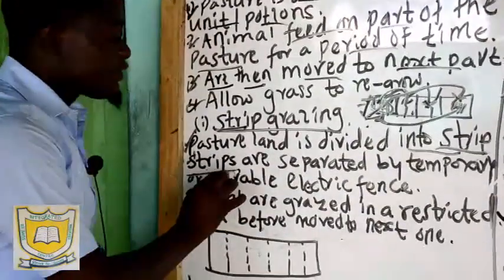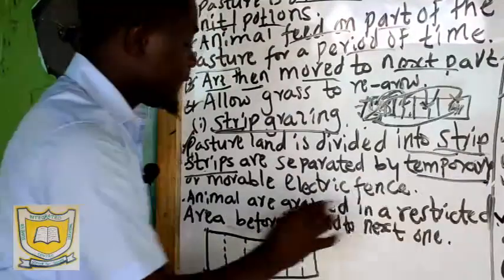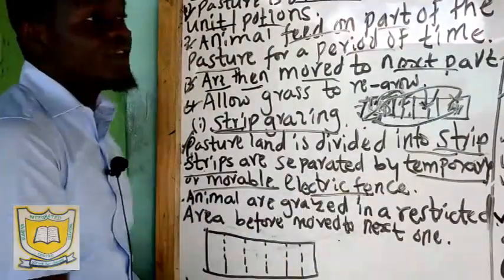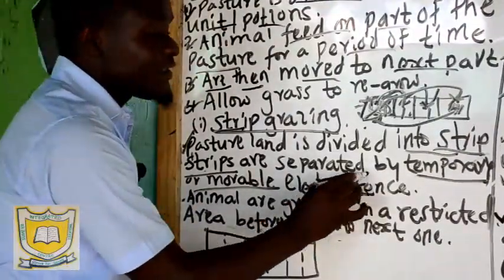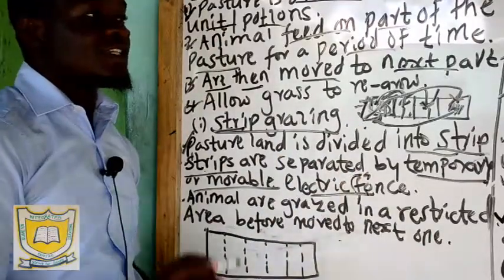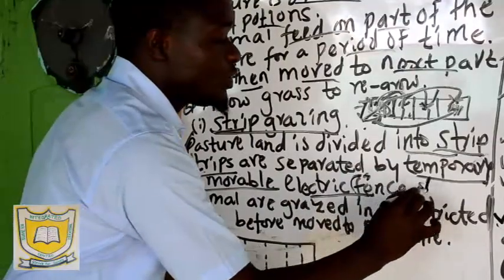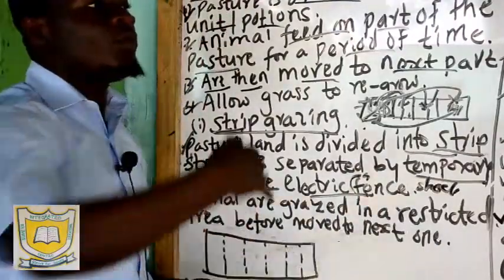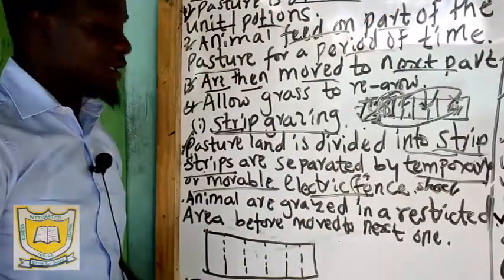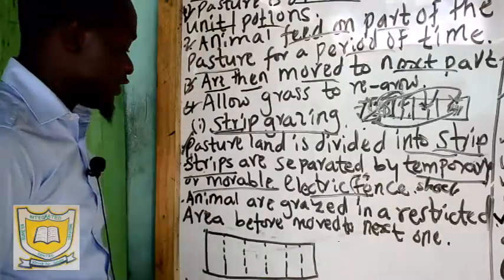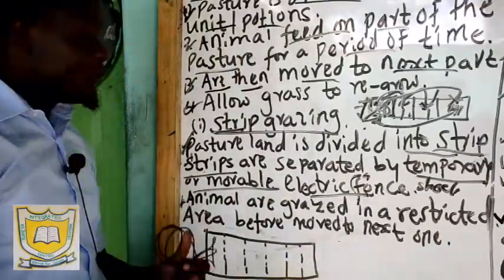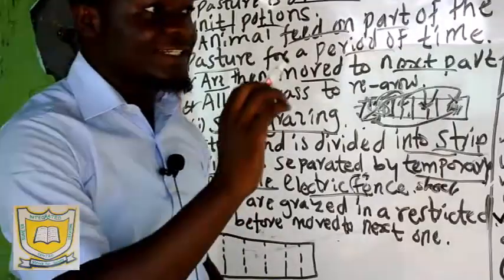Number two, the strips are separated by a temporarily movable electric fence. It is an electric fence, which means it has a little bit of electricity to give the animal a very small shock. This shock controls the animal's movement so that they will not go to another area where we don't want them to graze at that time. Number three, the animals are grazed in a restricted area.